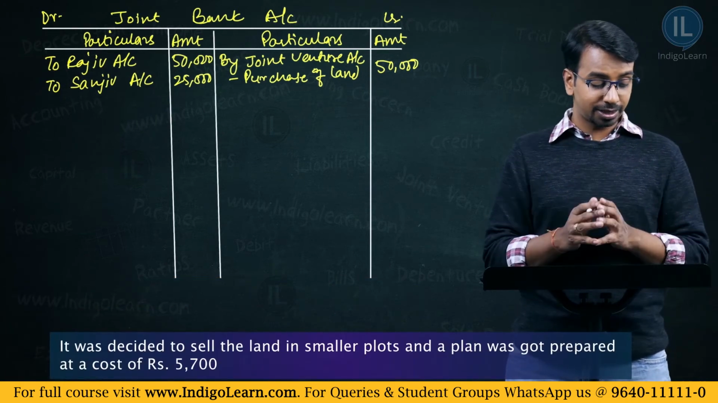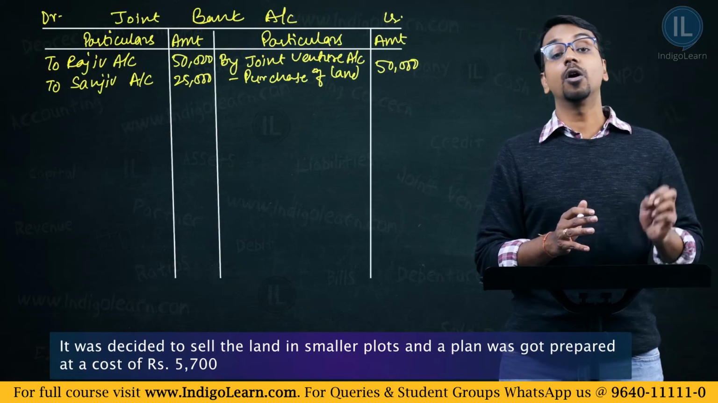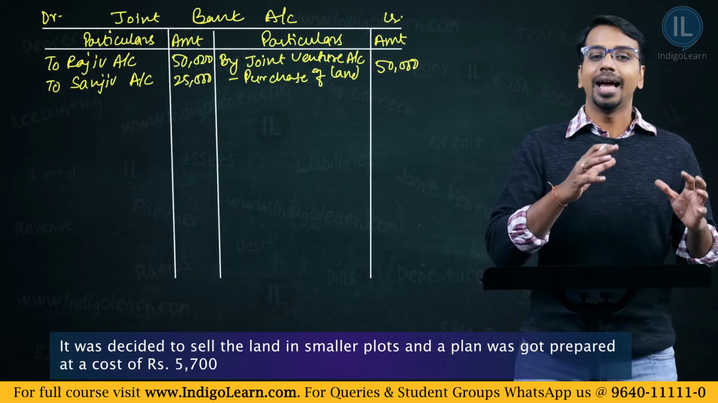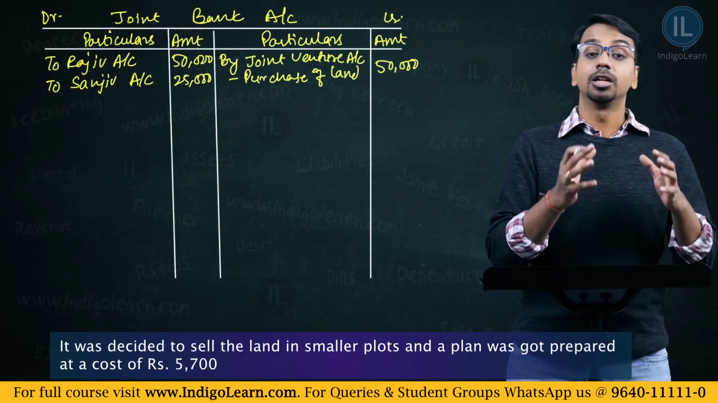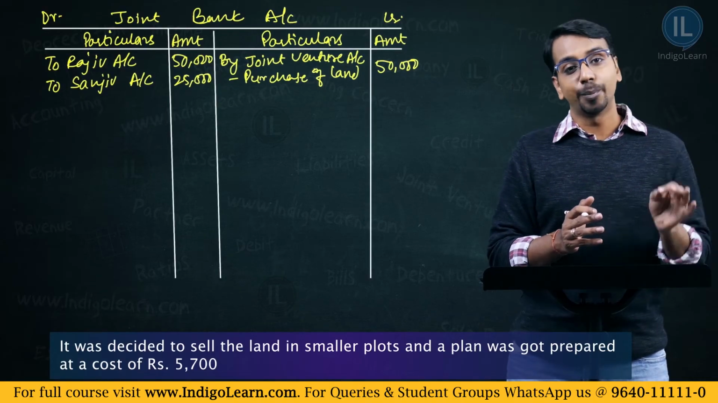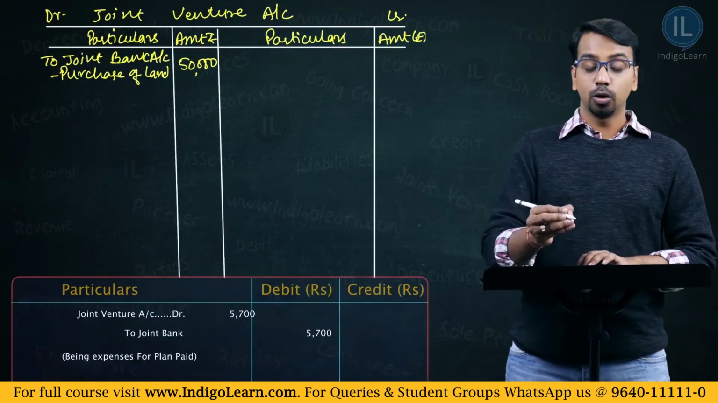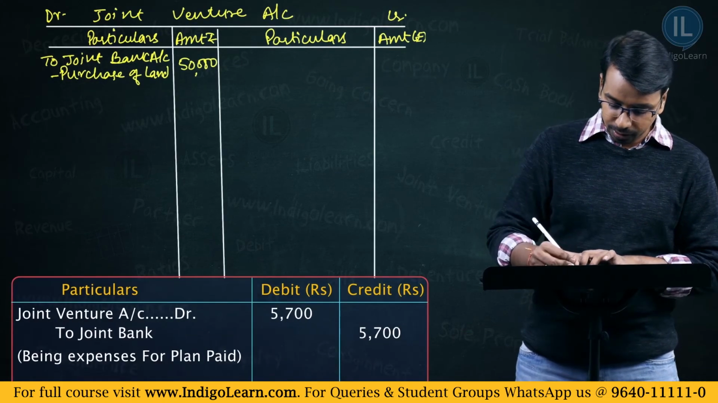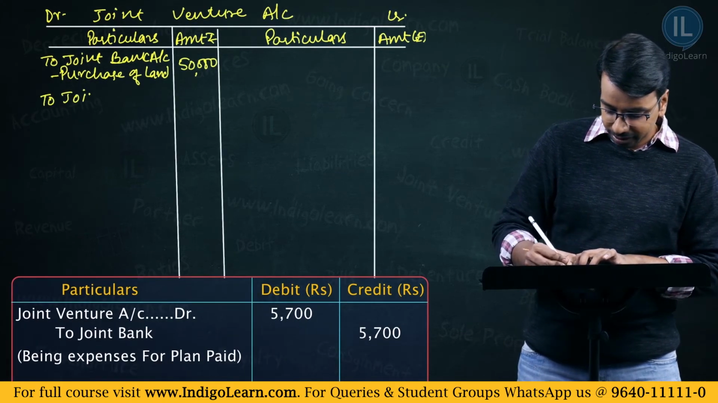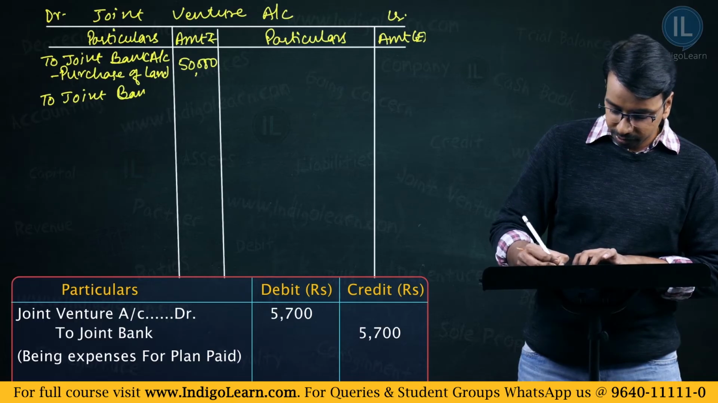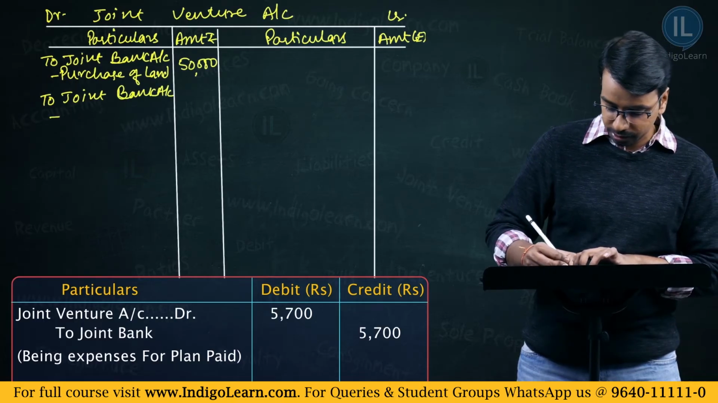Now if you read further, it says they got a plan prepared for 5,700 and it has not been mentioned who has paid the amount. So we can safely assume that the amount was paid through the joint bank account. So again in the joint venture account you can say to joint bank account.